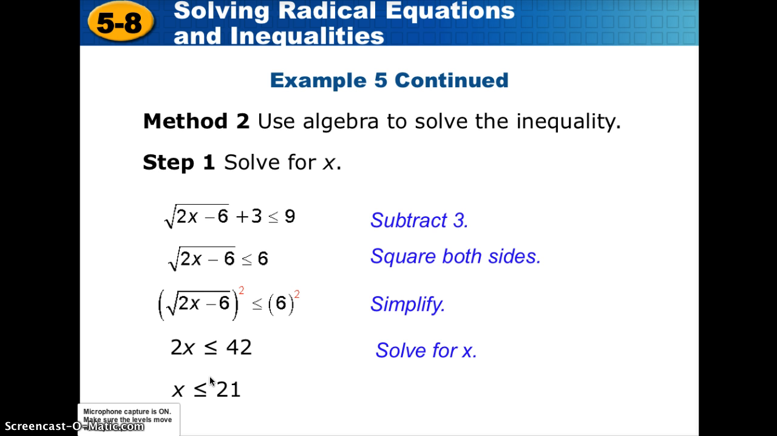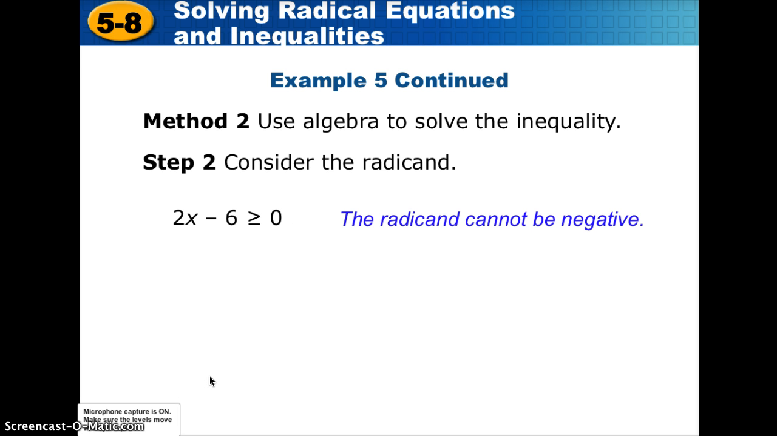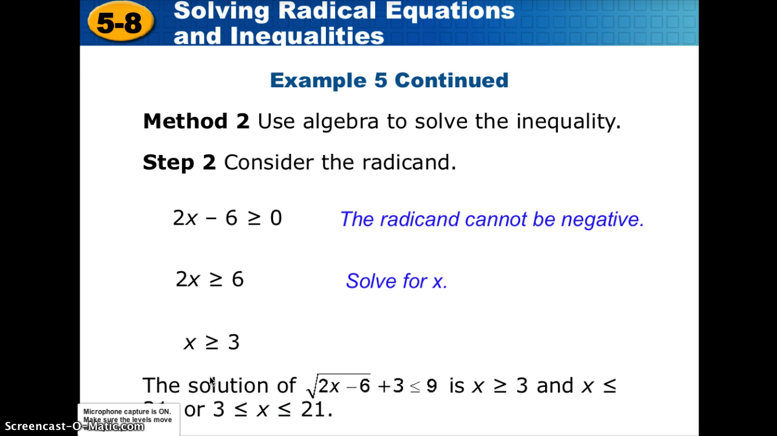So what that means is the square root of 2x minus 6 needs to be 0 or greater. So we're going to set that up as taking that radicand and saying it needs to be greater than or equal to 0. We're going to again solve for x. And when we come up with the final solution, it has to meet both conditions. x has to be less than or equal to 21, and x has to be greater than or equal to 3. And that's how we're going to write our solution set. It's going to be all values of x such that x is between 3 and 21 inclusive.